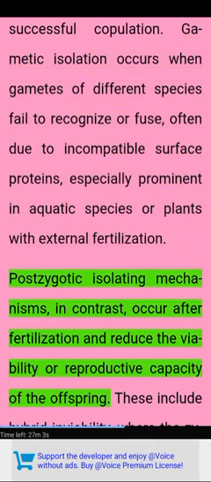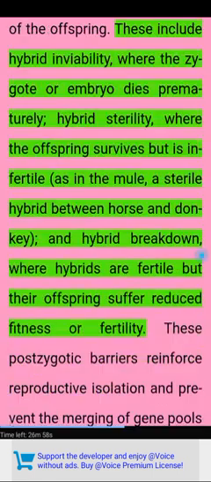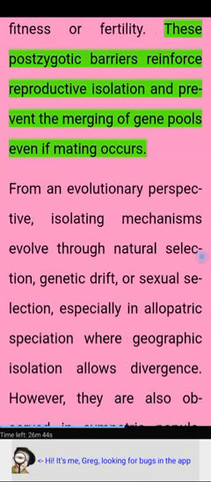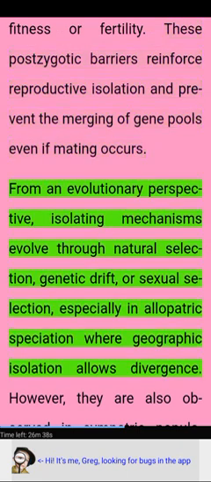Postzygotic isolating mechanisms, in contrast, occur after fertilization and reduce the viability or reproductive capacity of the offspring. These include hybrid inviability, where the zygote or embryo dies prematurely; hybrid sterility, where the offspring survives but is infertile, as in the mule, a sterile hybrid between horse and donkey; and hybrid breakdown, where hybrids are fertile but their offspring suffer reduced fitness or fertility. These postzygotic barriers reinforce reproductive isolation and prevent the merging of gene pools even if mating occurs.